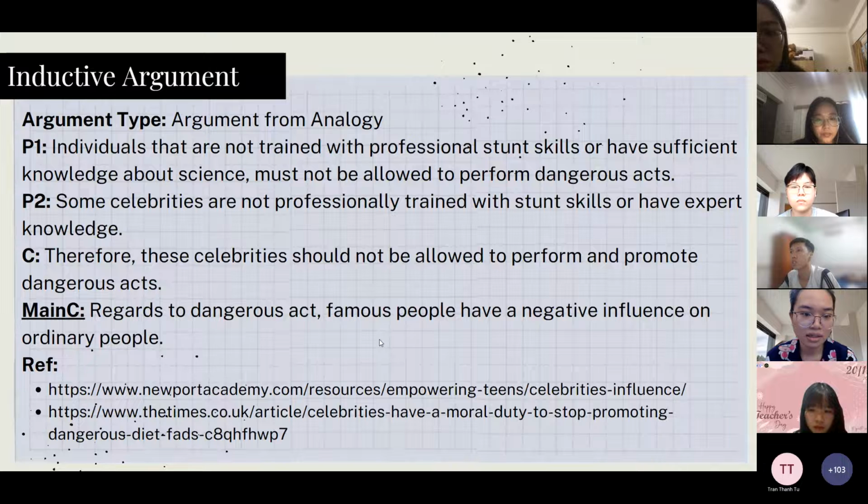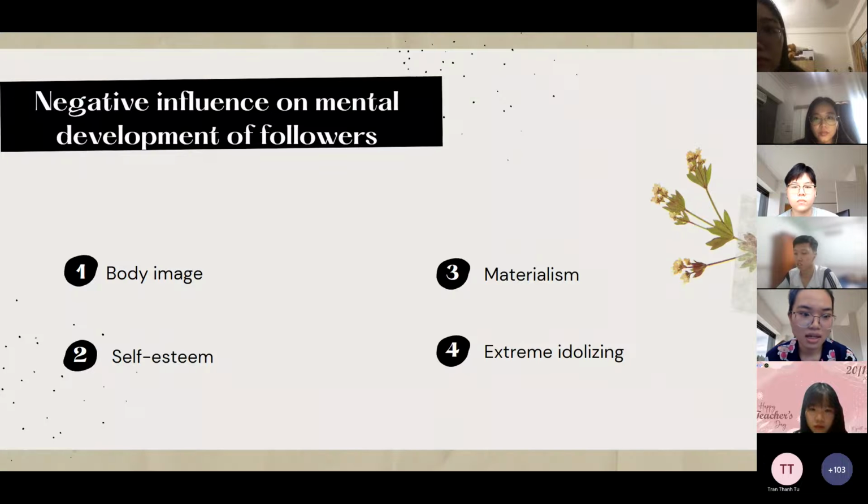The second part, next slide, is the negative influence on the mental development of followers. It contains body image, self-esteem, materialism, and the last one is extreme idolizing. My teammate will be sharing this argument with you.